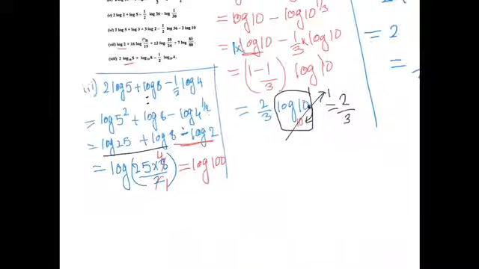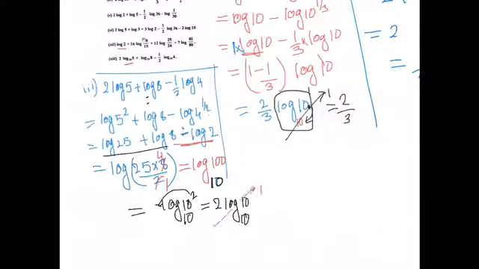Your answer does not end here, because if no base is written, the base is 10. We can tell that. So log 100 can be written as log 10 square, which can be written as 2 log 10, because we know this power can come out. So this is again equal to 1. So my answer is 2. Answer to this problem is 2.